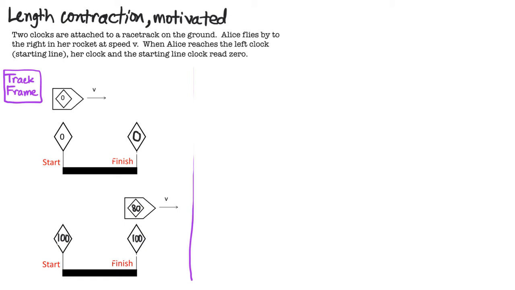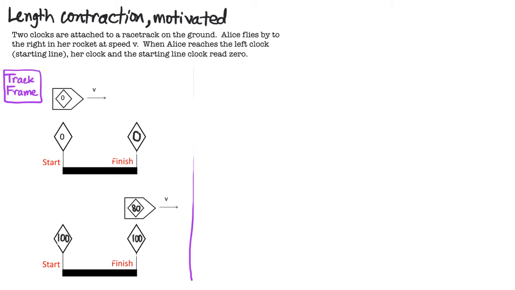We then were told that the finish line clock read 100 when Alice reached the finish line, but because in this frame her clock is moving, it ticked less by time dilation. So whereas the finish line clock ticked 100 nanoseconds, Alice's clock only ticked 80 times.